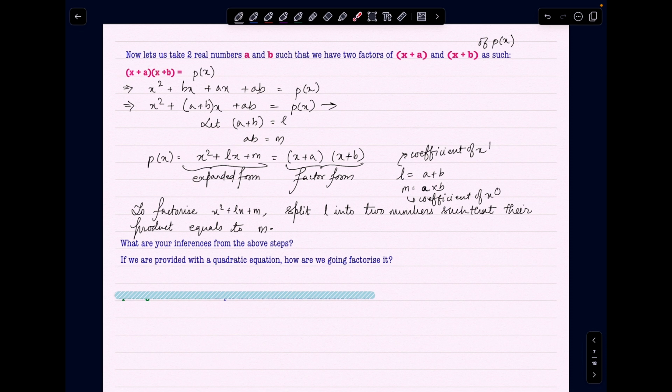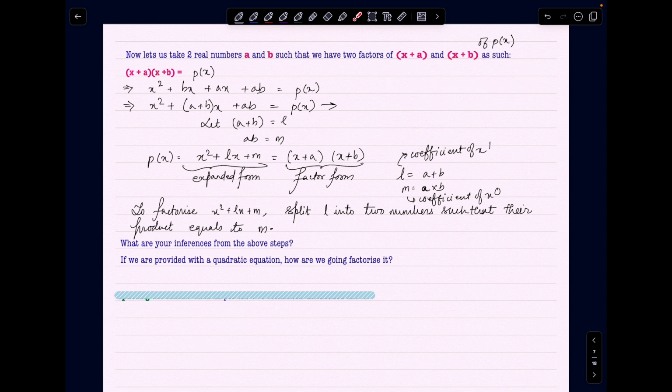I am telling you to split l into two numbers such that their product equals m. Those two numbers' product will be equal to m. Meaning l equals a plus b: two numbers whose addition gives l and whose multiplication equals m. This is how you factorize the polynomial x square plus lx plus m. Got my point?